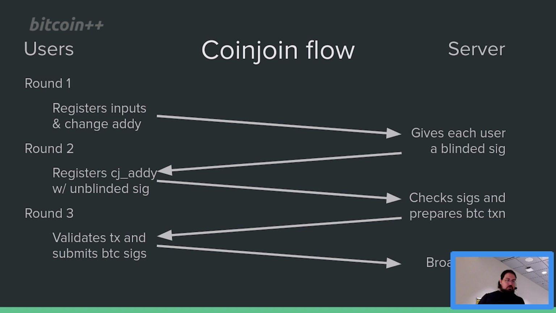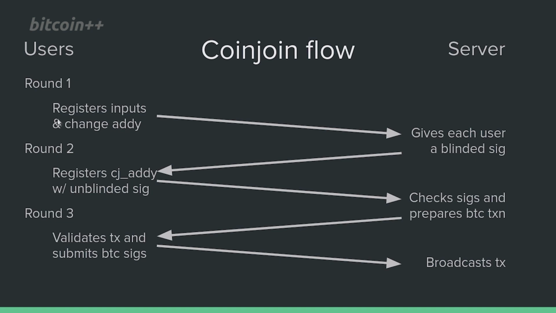Once everybody registers their output, he checks the blinded signature to make sure that they were part of round 1, and then he prepares a Bitcoin transaction. And it's nice because he's got all of the inputs over here from round 1. He's got some of the outputs from round 1, which are the change addresses, and he's got the rest of them from round 2. So he's got all the inputs, he's got all the outputs.